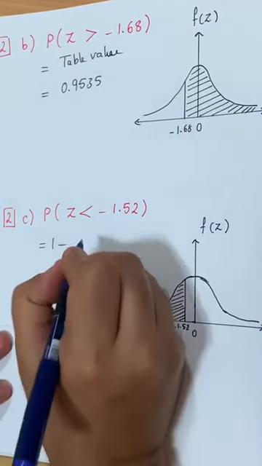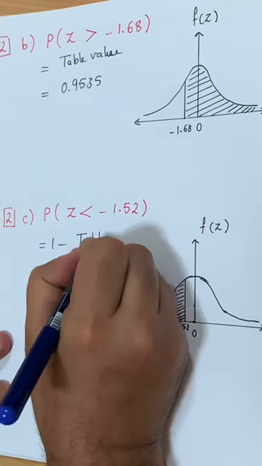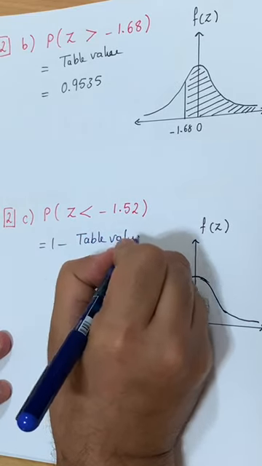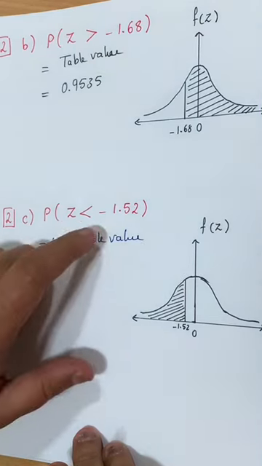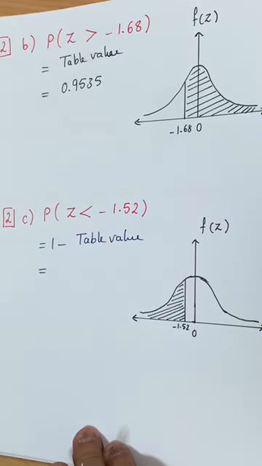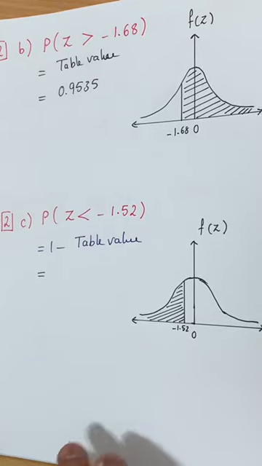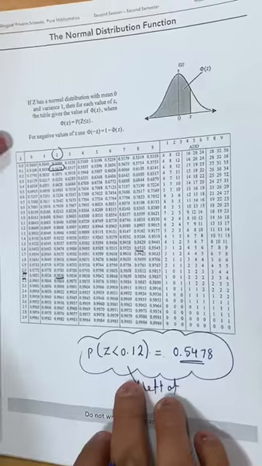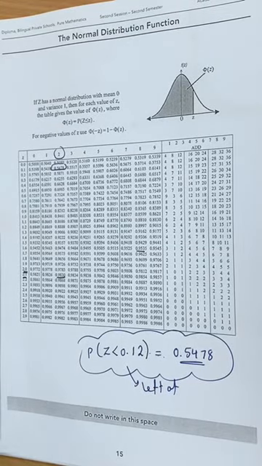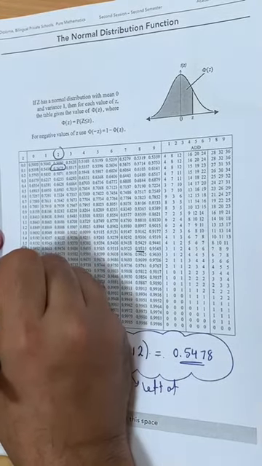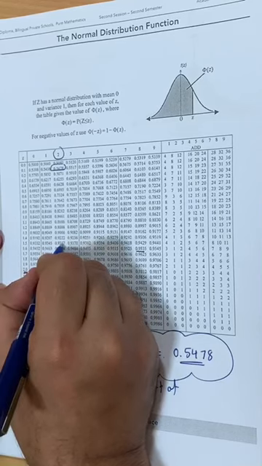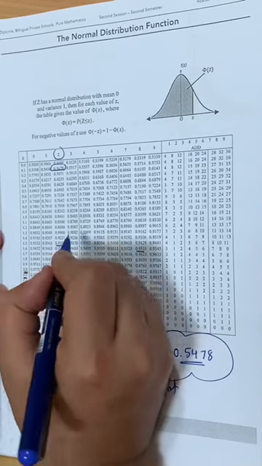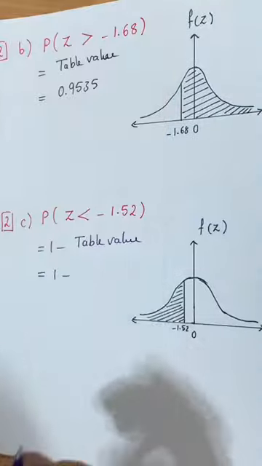Then question number 2c, probability of z less than negative. This is 1 minus table value. So I told you before, less than negative is the same as more than positive, which is 1 minus table value. So 1 minus, we have to check 1.52. 1.52, so 3 units, which is 0.9357.